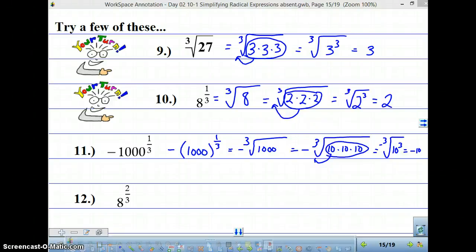Second part of this lesson. As I was saying before, you end up with negative 10.